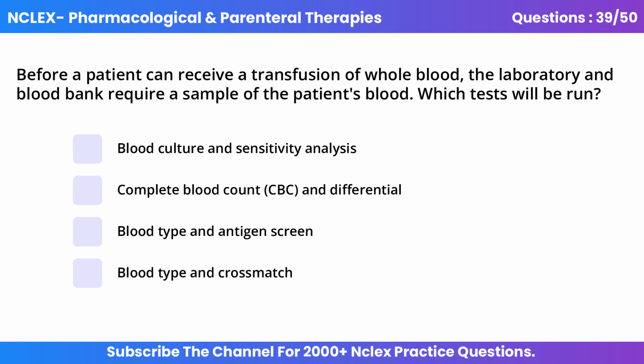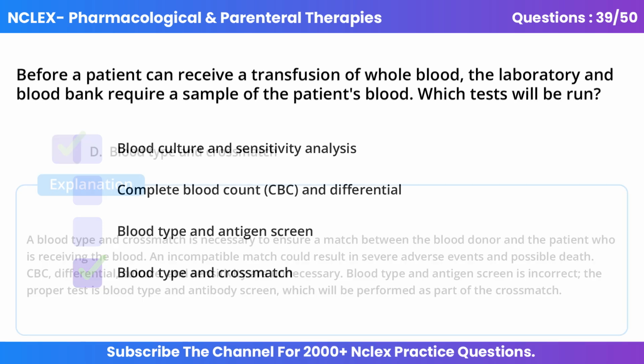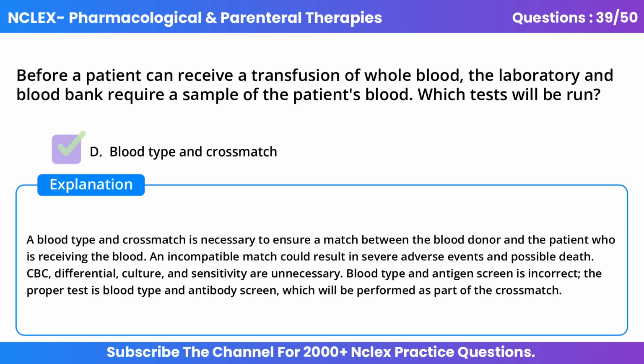Question 39. Before a patient can receive a transfusion of whole blood, the laboratory and blood bank require a sample of the patient's blood. Which tests will be run? D. Blood type and cross-match. A blood type and cross-match is necessary to ensure a match between the blood donor and the patient who is receiving the blood. An incompatible match could result in severe adverse events and possible death.